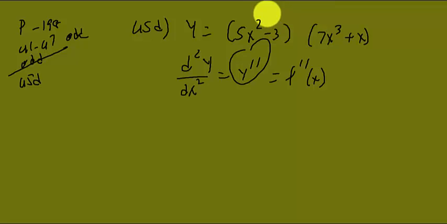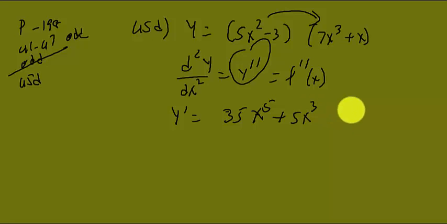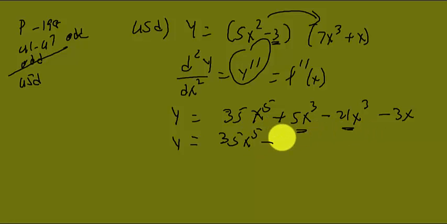So I'm going to multiply these together. So my y turns into 35x to the fifth plus 5x to the third, and then minus 3 times that is negative 21x to the third minus 3x. So if I clean that up, oh, that's my y, it's not y prime, sorry, it's still my y. So my y is equal to 35x to the fifth, and when I put them together I get negative 16x to the third minus 3x.